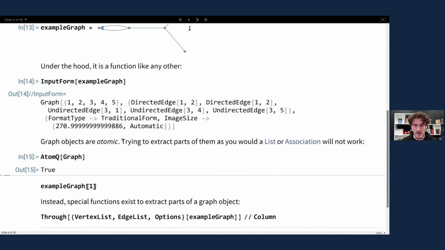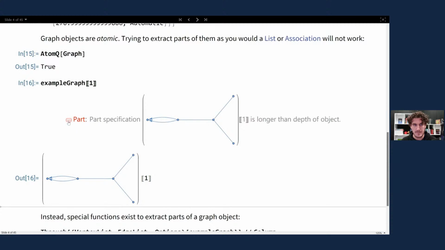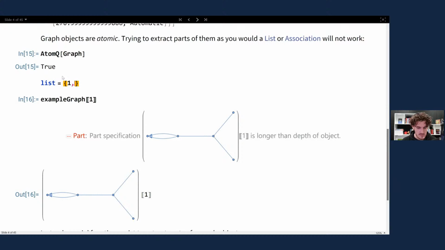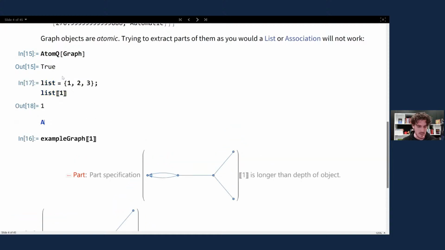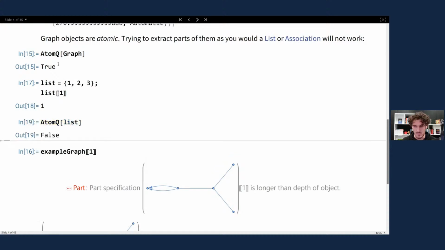Another way of saying this is that we can't extract parts of a graph. You can't go into the graph and say, I want the first part of this graph, and this will return an error. For a list, for example, I can extract the first part of a list because a list is non-atomic. Therefore, if I run AtomQ on a list, it'll be false.